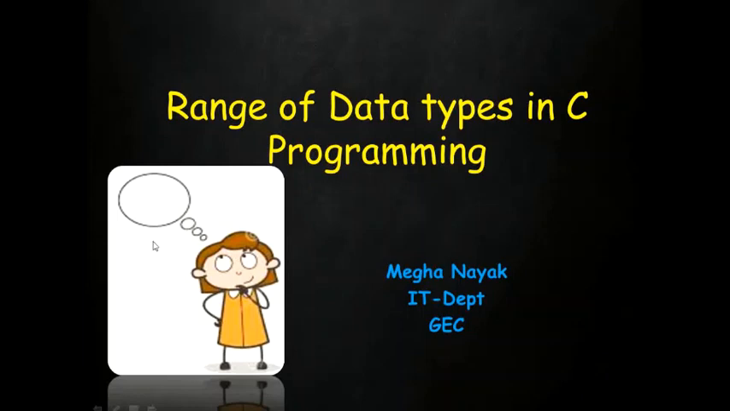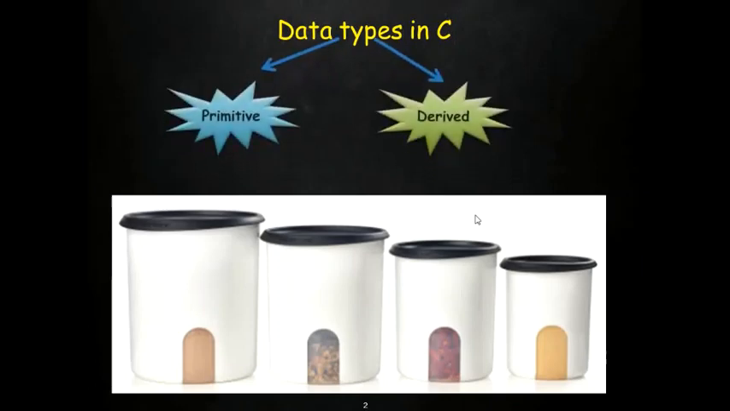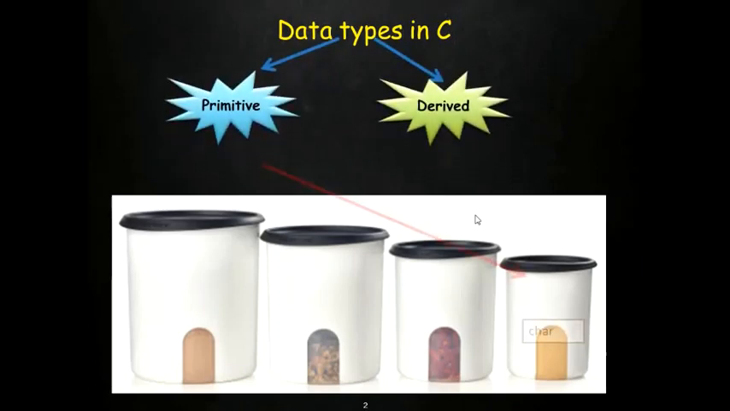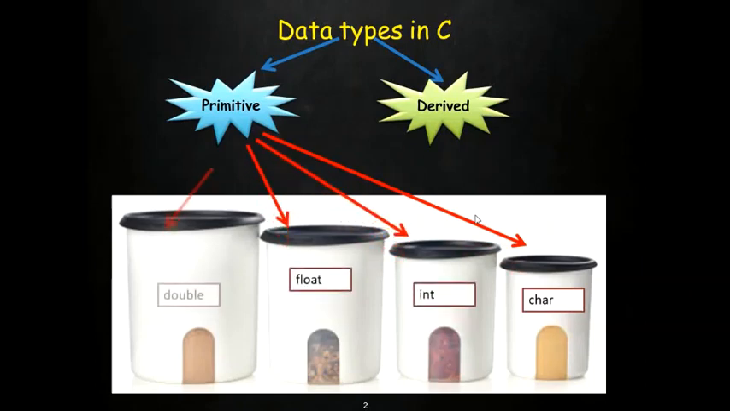Hey everyone, in this video we will be seeing how the range of data types in C comes to a certain range. For example, how it is 0 to 255, 0 to 65536. Now take for example, we are introduced to a C course and we are told that the data types are primitive and derived. Under primitive you have char, int, float and double.